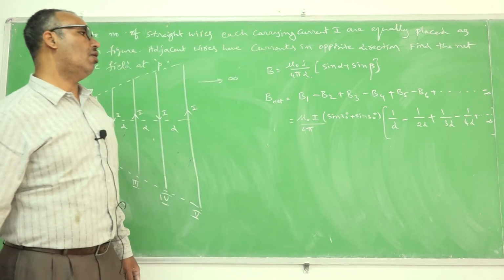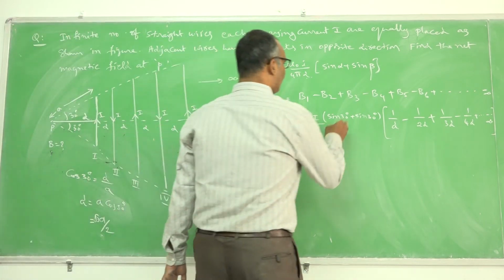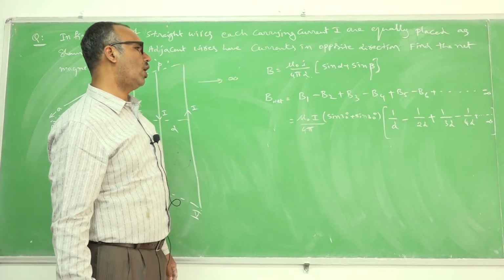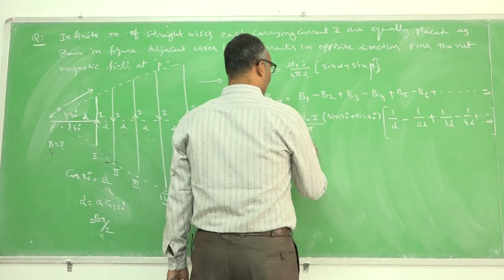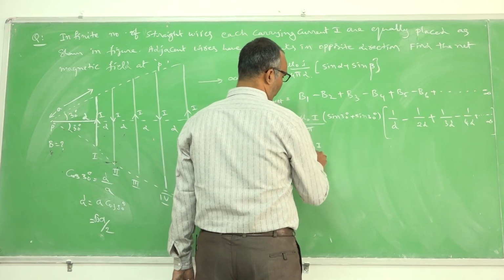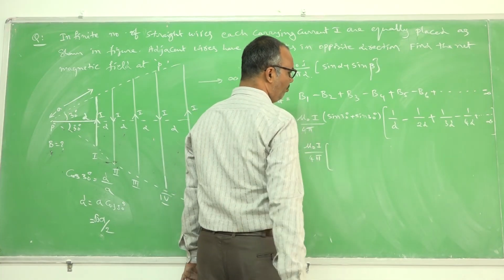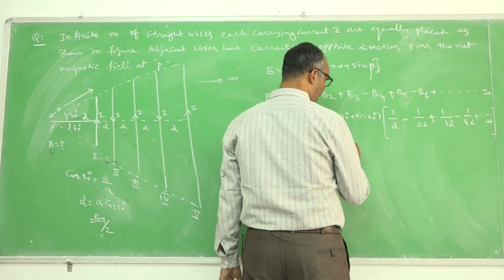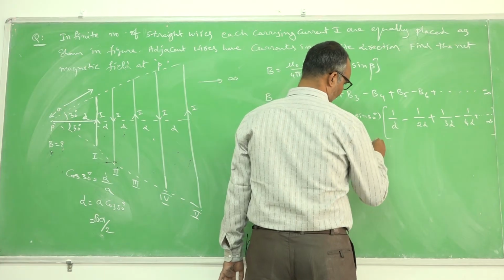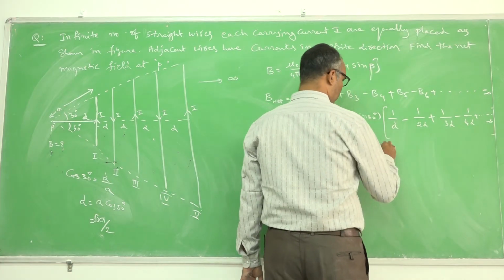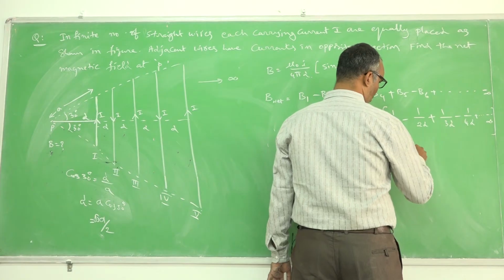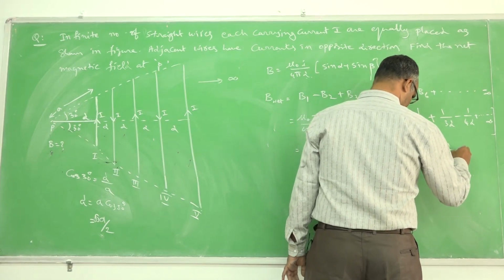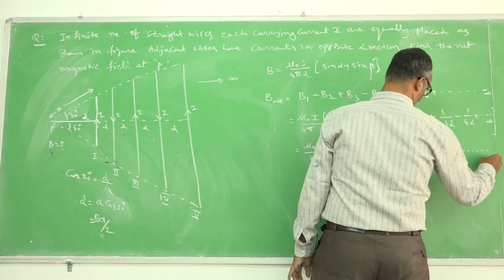Remaining all the terms are common. Sin 30 is 1 by 2, sin 30 is 1 by 2. 1 by 2 plus 1 by 2 is 1. So it is mu naught I by 4 pi. This is common. If I take 1 by d as common here, we get 1 minus 1 by 2 plus 1 by 3, 1 by 4, 1 by 5, 1 by 6, etc., up to infinity.